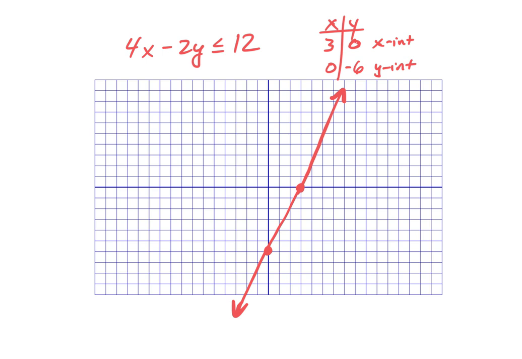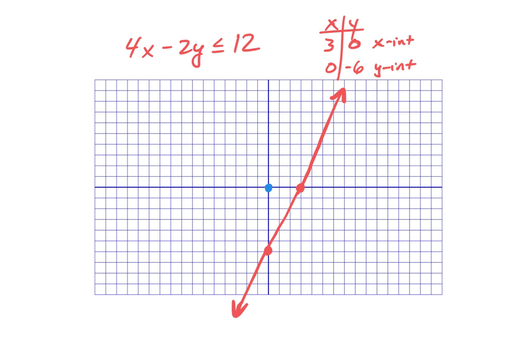And so what I would do here is pick a point, any ordered pair you want. I love 0, 0. 0, 0 would be my go-to every single time if I could do it. The only time you really couldn't use it is if your line goes through 0, 0. But 0, 0 is so easy to plug in. 4 times 0 is 0. 2 times 0 is 0. 0 minus 0 is 0. Pretty easy, right? And so then I have 0 is less than or equal to 12. Is that true? Yeah. Okay.